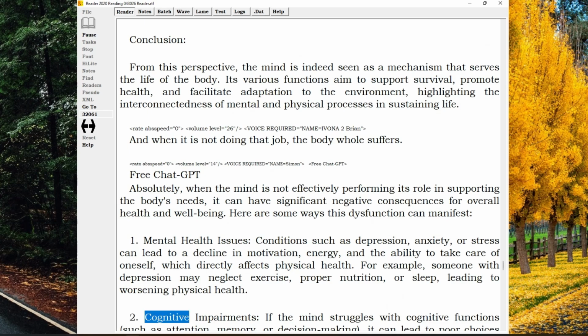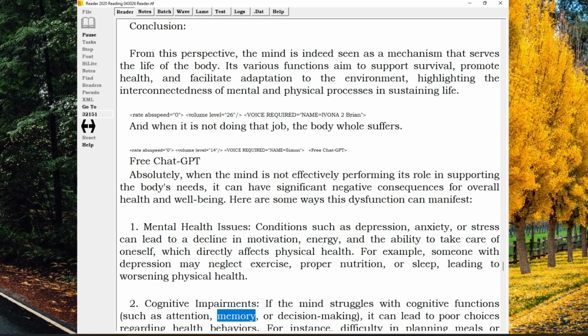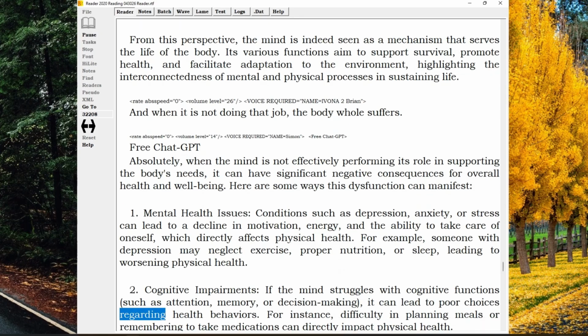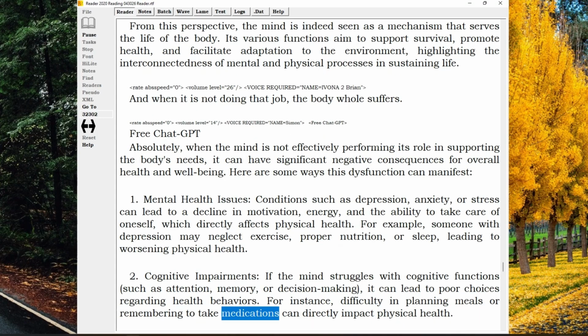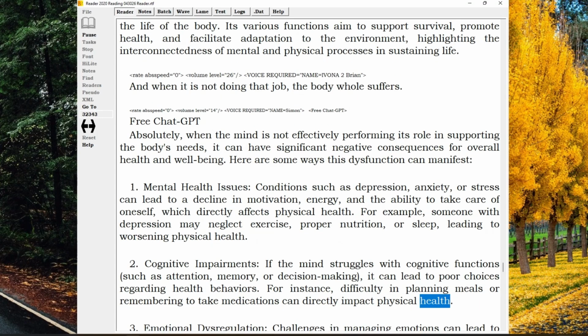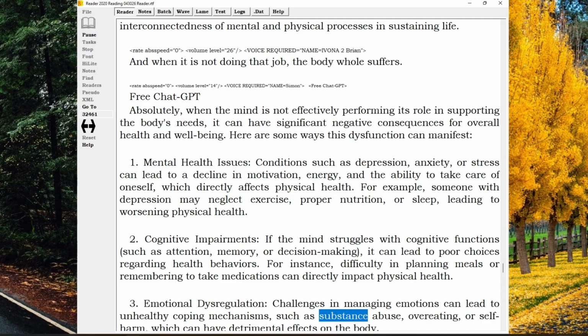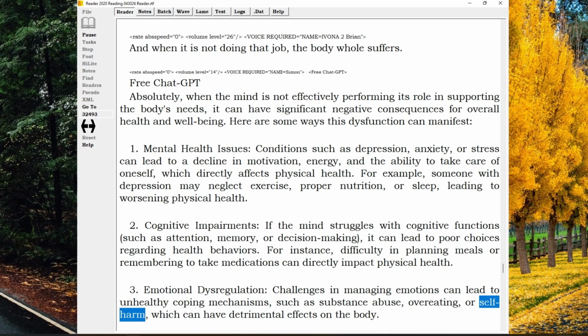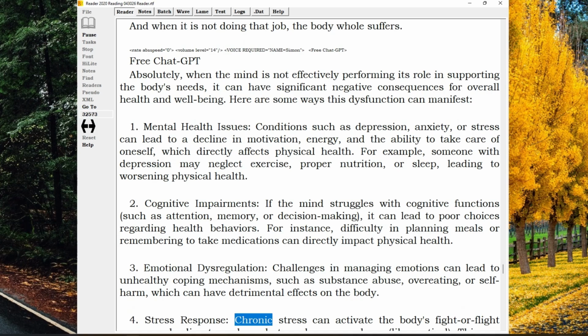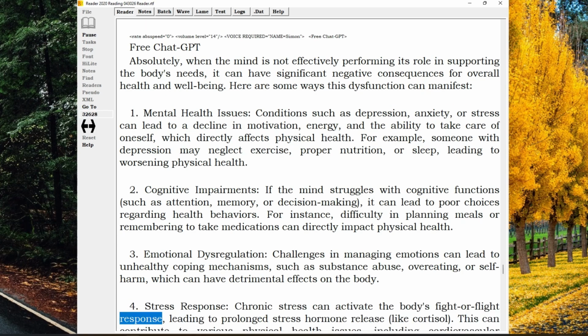2. Cognitive impairments. If the mind struggles with cognitive functions, such as attention, memory, or decision-making, it can lead to poor choices regarding health behaviors. For instance, difficulty in planning meals or remembering to take medications can directly impact physical health. 3. Emotional dysregulation. Challenges in managing emotions can lead to unhealthy coping mechanisms, such as substance abuse, overeating, or self-harm, which can have detrimental effects on the body. 4. Stress response. Chronic stress can activate the body's fight-or-flight response, leading to prolonged stress hormone release, like cortisol.